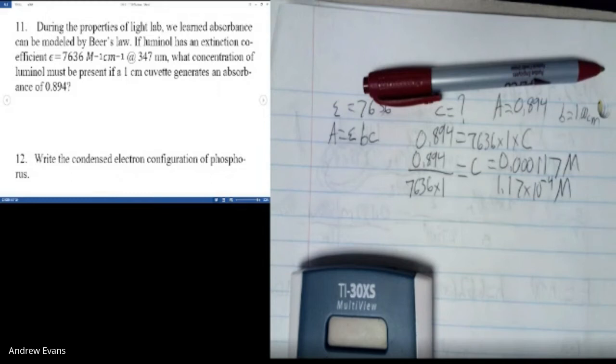Now the condensed: 1s2, 2s2, 2p6 is neon. So we have neon, 3s2, 3p3. So I start with the full, and then maybe I work through my condensed. Do you have to do it that way? No, but I'm just doing it and showing the practice.